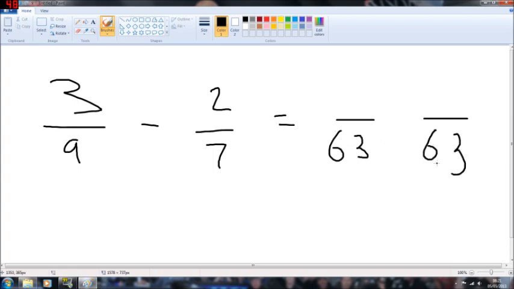Now because 9 times 7 is 63, you have to do 3 times 7, which is 21. And because you only have to times 7 by 9 to get to 63, you have to do 2 times 9, which is 18. And you just minus these fractions without minusing the denominator. And the answer is 3 out of 63.